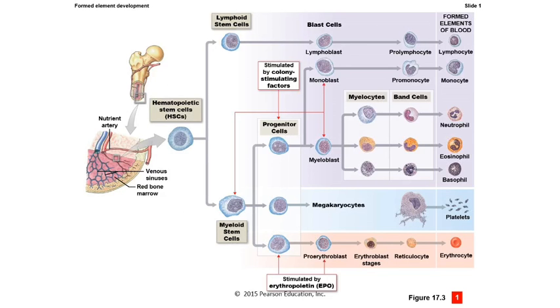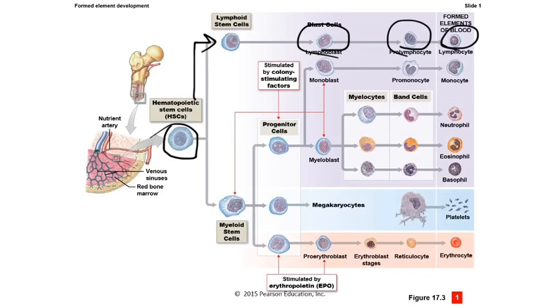So let's put this all into one big chart. And what you see is that there's one hematopoietic stem cell, which can go myeloid, I already mentioned that, and that can become a lymphoblast and a prolymphocyte, and eventually your lymphocytes. And there's two main groups of lymphocytes, T cells and B cells.